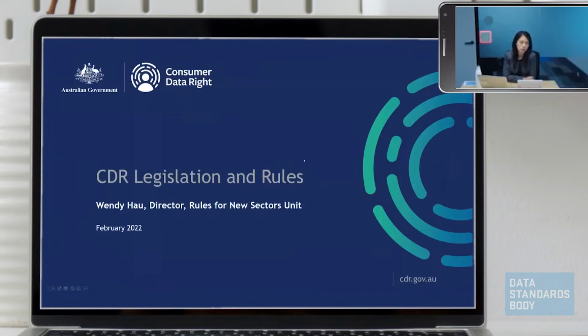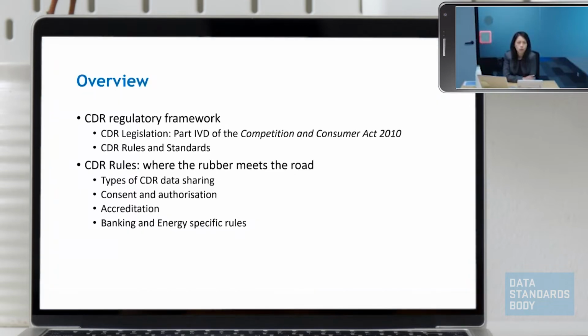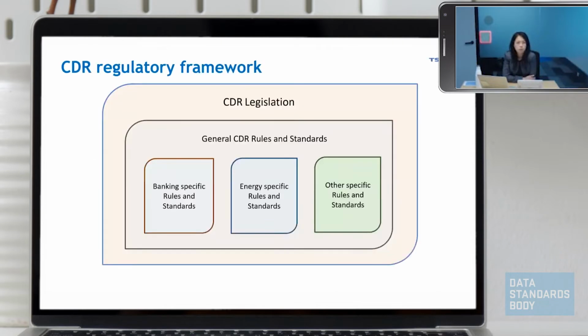But starting with the legislation and the rules and then moving on to the standards after this, I'll hand back to you, James. If we go to the next slide, I've got an overview of what I'm planning to cover. So the CDR regulatory framework, that's the legislation, part 4D of the Competition and Consumer Act, and then also touching on the CDR rules and standards and how they operate, and then going into a little bit more detail on what the CDR rules actually entail, what kinds of data is being shared under the rules, how consent and authorisation works, a little bit on accreditation, and then a little bit about banking and energy specific rules. So we might move to the next slide.